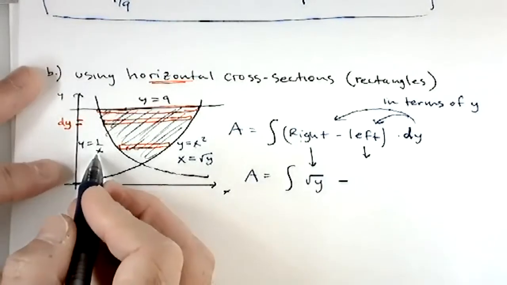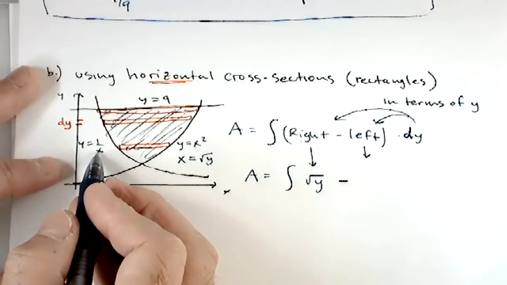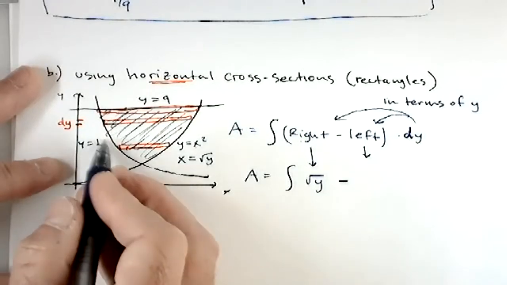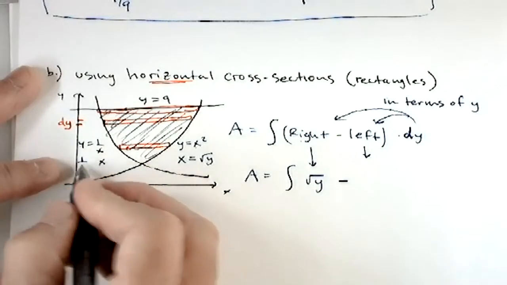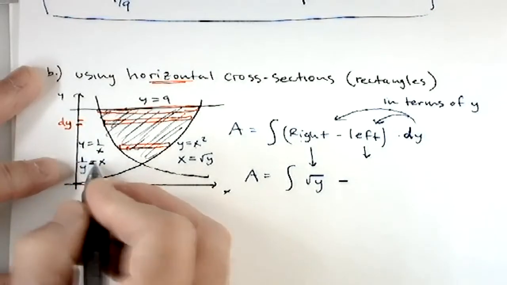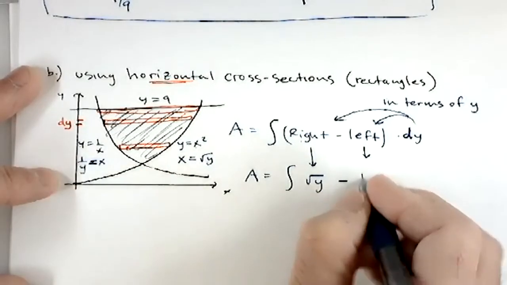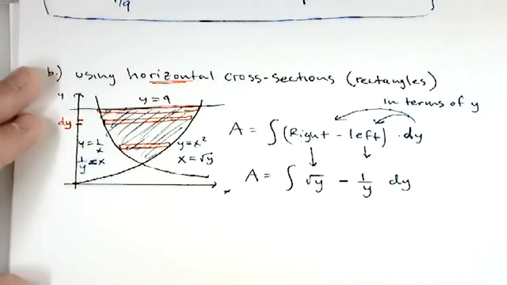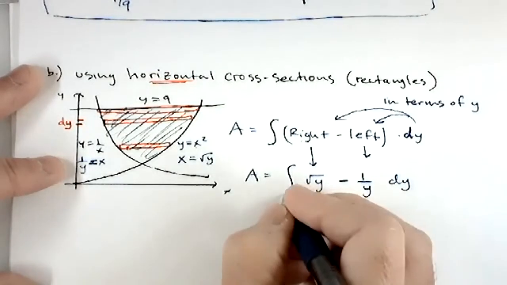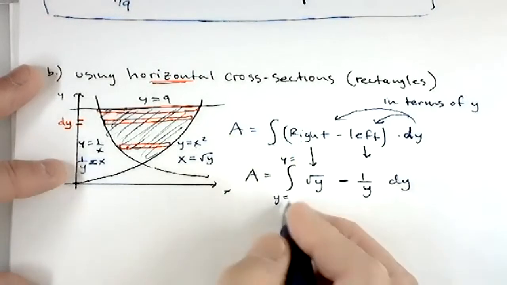My left function, y equals 1 over x. If I solve that for x, I just flip this side. If you flip that side, that's x. And if you flip y, that's 1 over y. So y equals 1 over x is the same thing as x equals 1 over y. And then also make sure your limits are in terms of y. I'm going to emphasize that by putting y here.